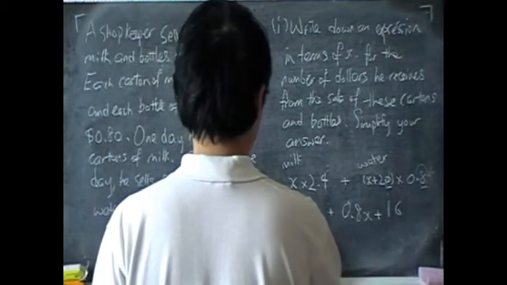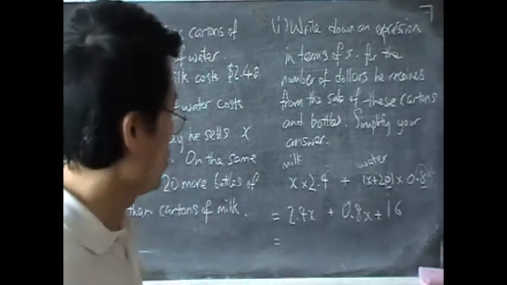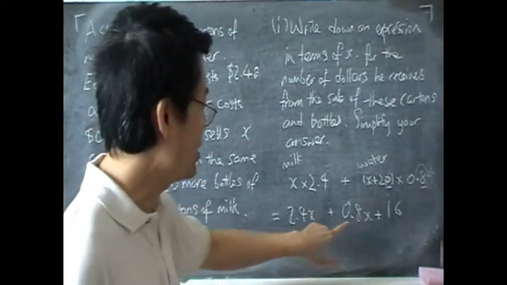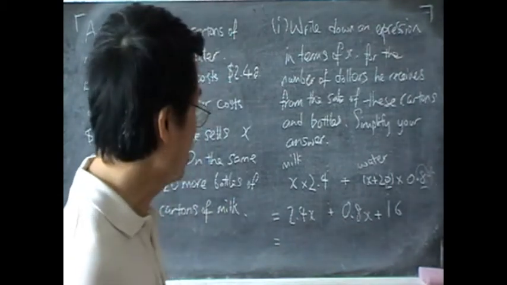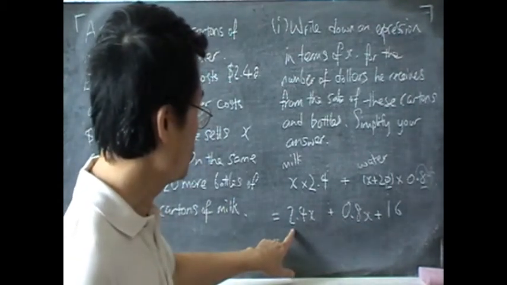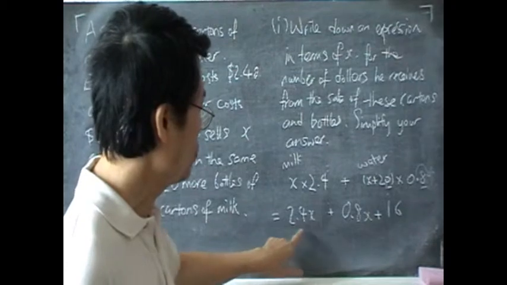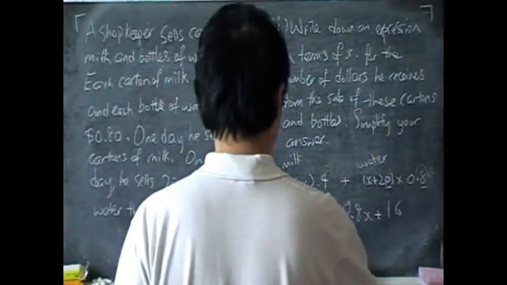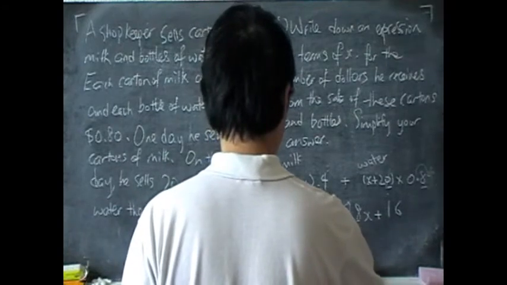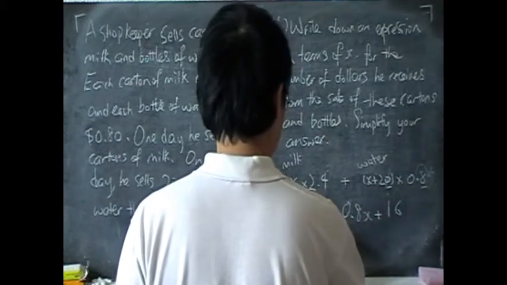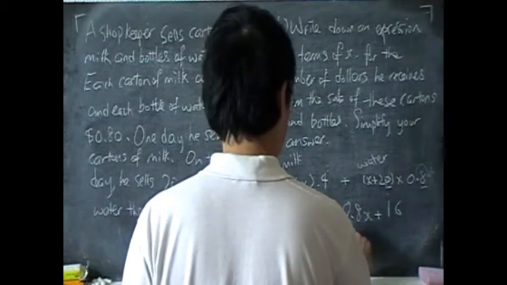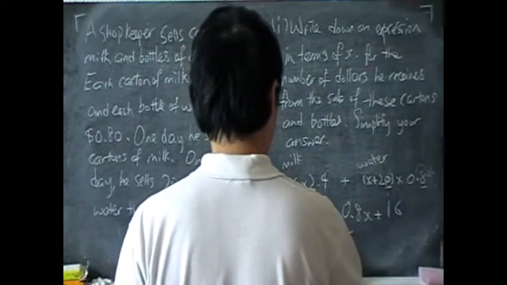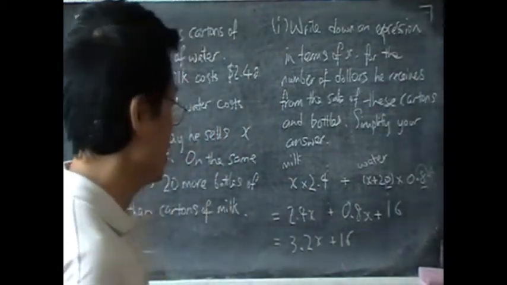Finally, to simplify this, we look for like terms. So these are 2.4x and 0.8x. And we can add them up. 2.4 plus 0.8 is 3.2. So we get 3.2x plus 16. And that is the answer.